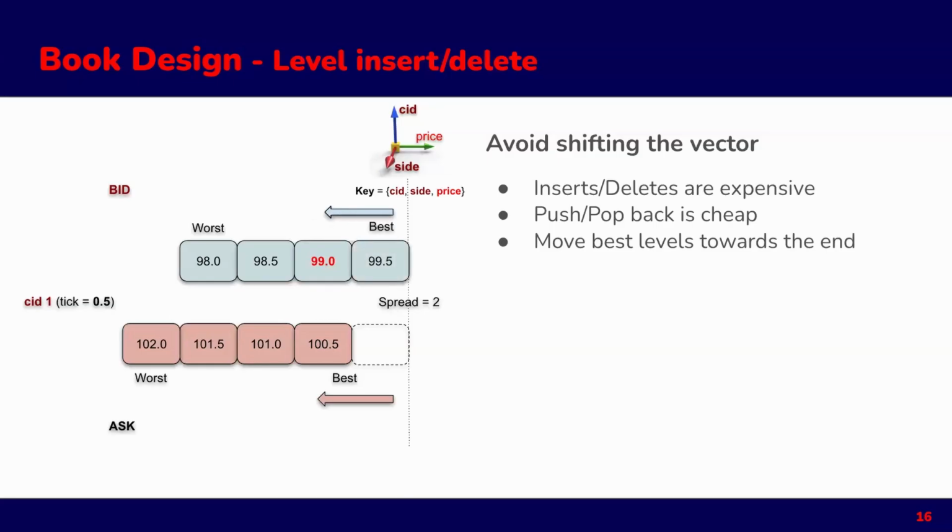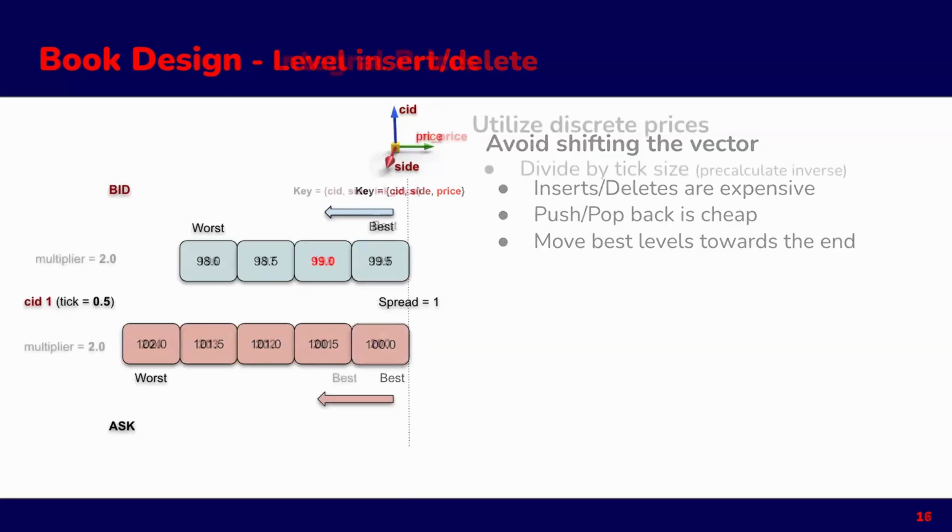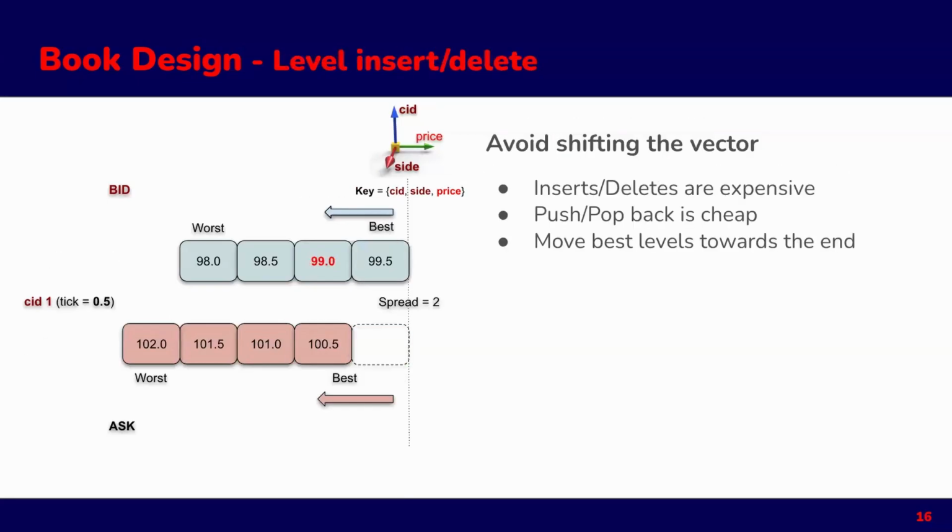Okay, I have the animation: when the spread narrows like this, we just push back again, and so on, and pop back, and so on. So this is what we want.